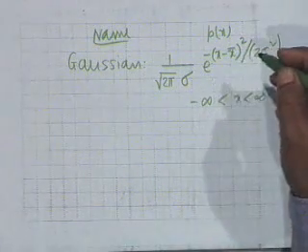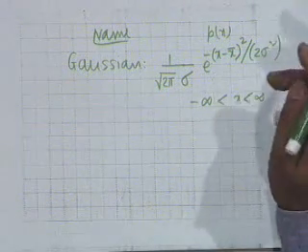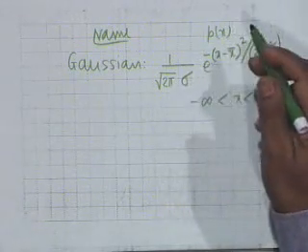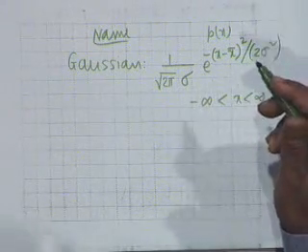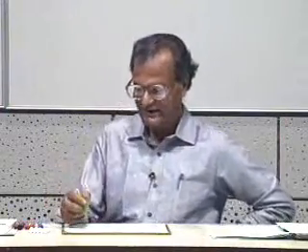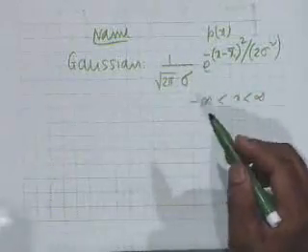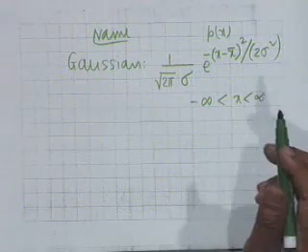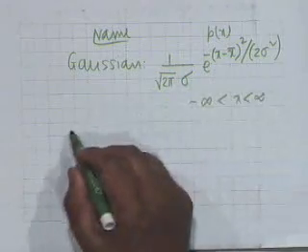X bar is the so-called ensemble average. It is not a time average. Sigma is the variance. Is sigma the variance or sigma squared the variance? Sigma is called the standard deviation, and sigma squared is called the variance. All right. The significance of this constant is that the integral from minus infinity to plus infinity should be equal to 1. Alright. This is the most usual distribution that you will encounter in practice.